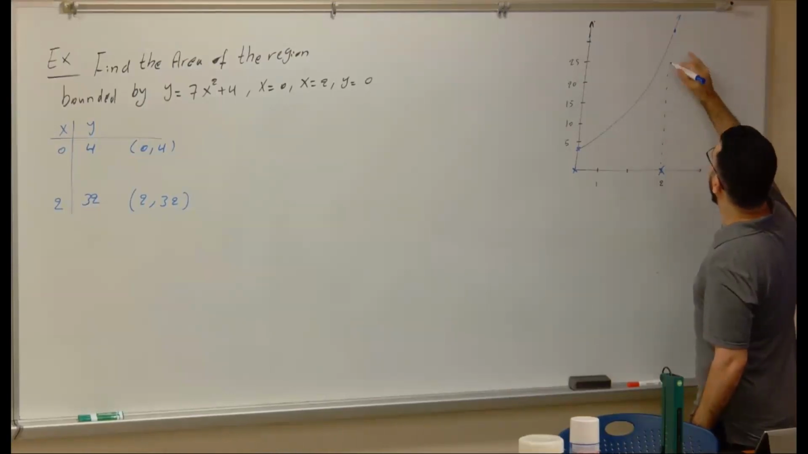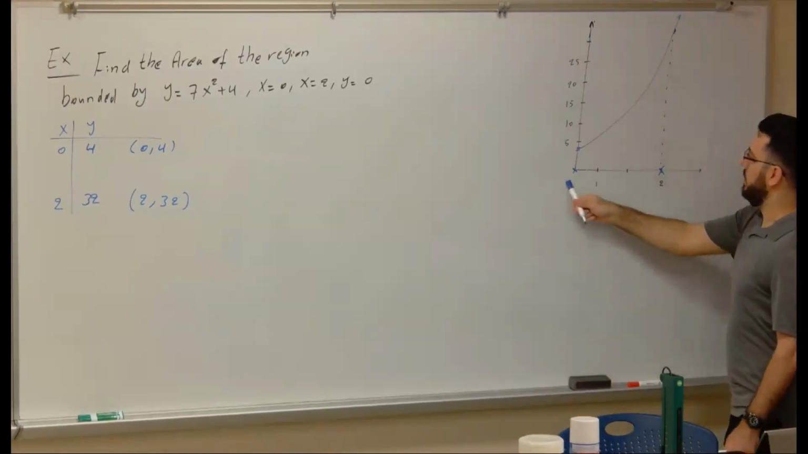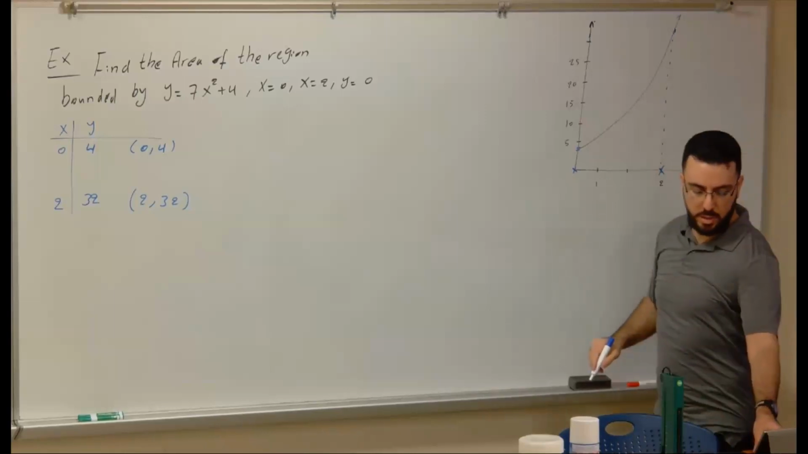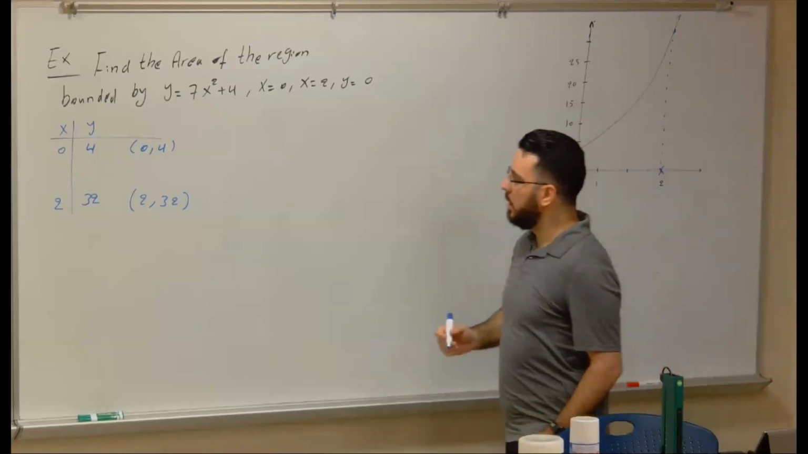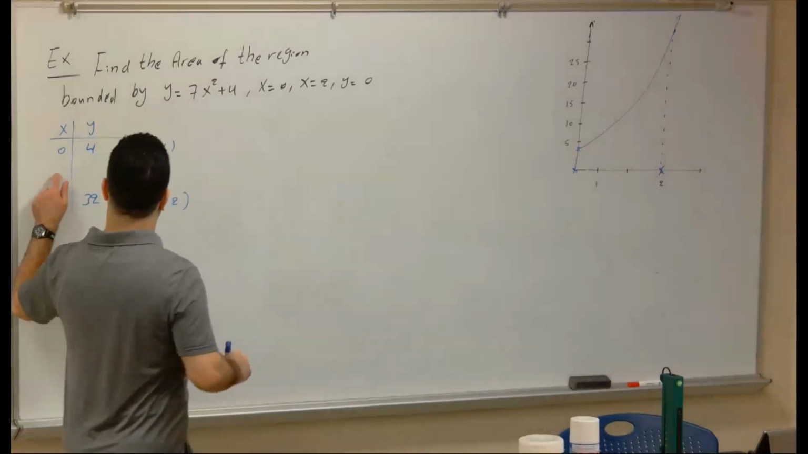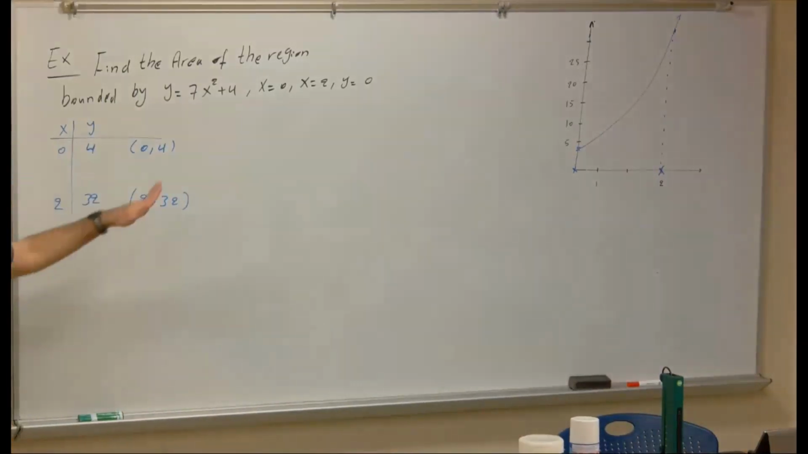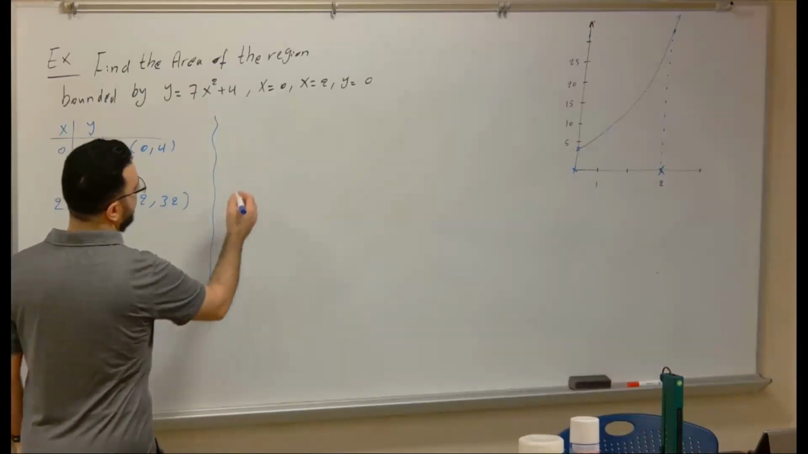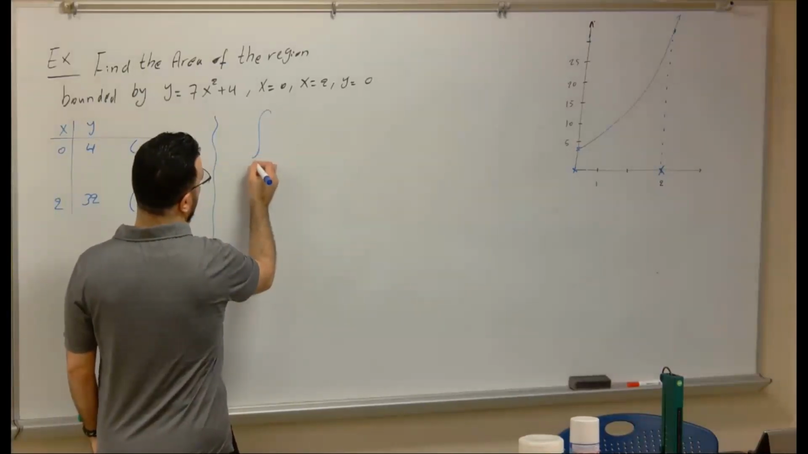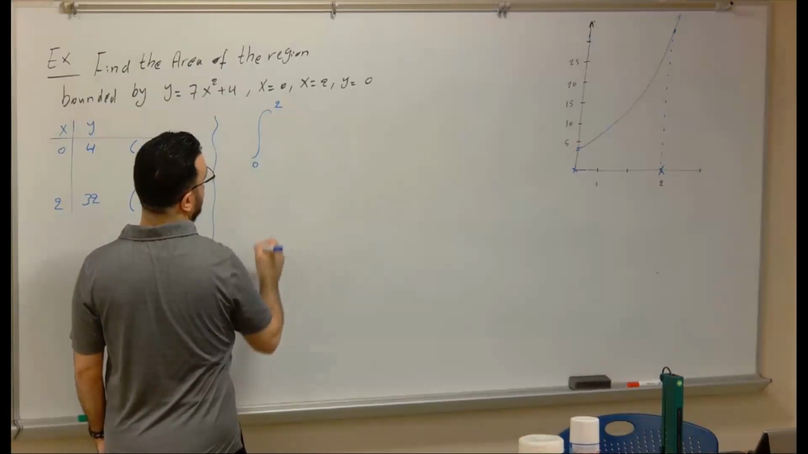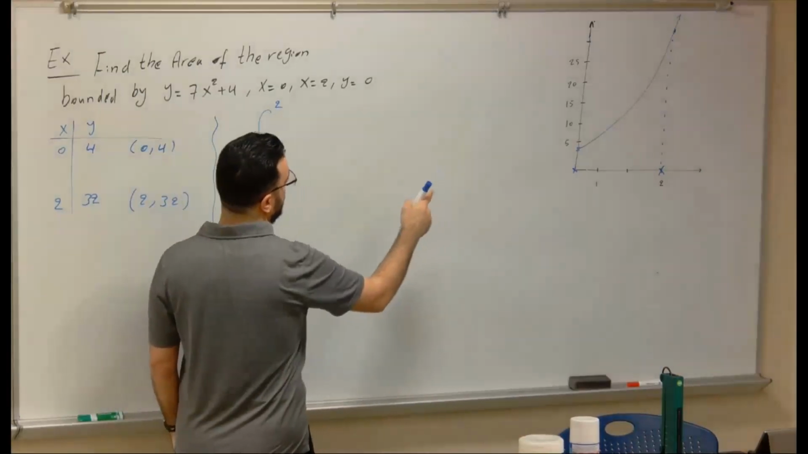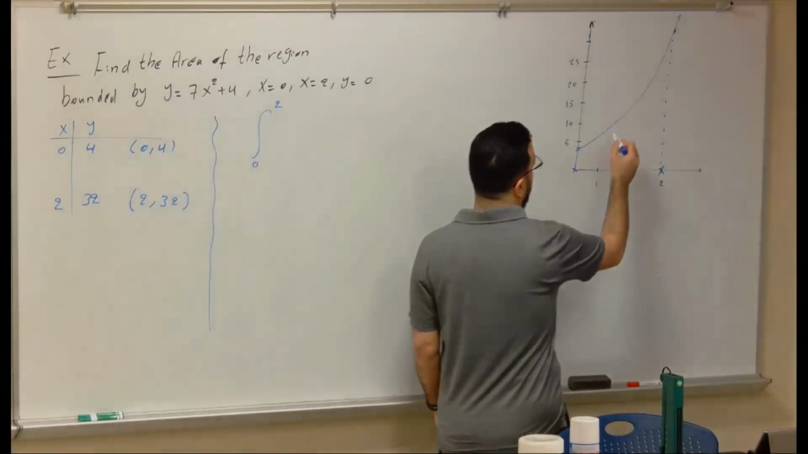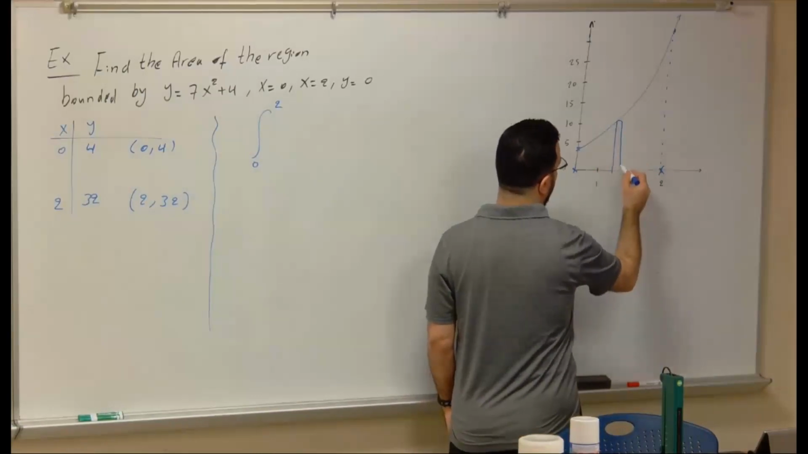Here's my area. From 0 to 2. That means our integral. You can check if you pick a number between 0 and 2, it's still like this. So our integral is going to be from 0 to 2. Because we're going to do the same thing. We're going to get the rectangles like this.